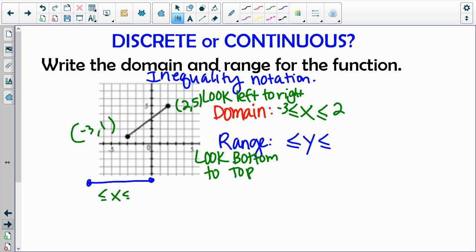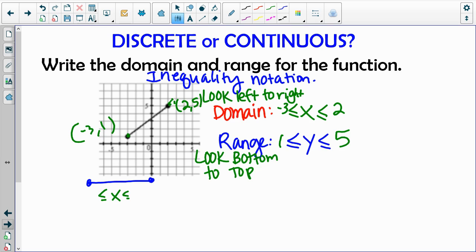So the lowest point on this is this guy. What's the y value for this guy? 1. So that's my first y. And then I'm going to go all the way to the highest point, which is this one. What's my y value right there? 5. So the y's go from 1 to 5. Lowest to highest. Any questions so far?